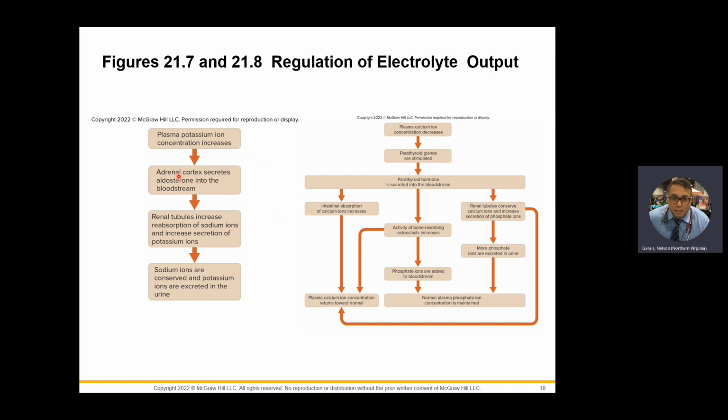So once your adrenals release aldosterone, renal tubules increase resorption of sodium ions. If I take in sodium, I have to get rid of potassium. Remember the loop of Henle, the sodium potassium ATPase pump? So that's what happens there. So sodium ions are conserved, potassium ions are what? Secreted out into the urine, and hence dropping your plasma potassium ion concentration, which is the function of this process here.